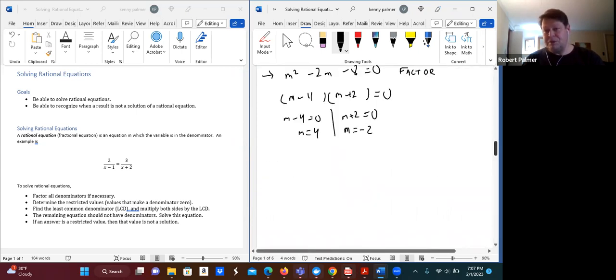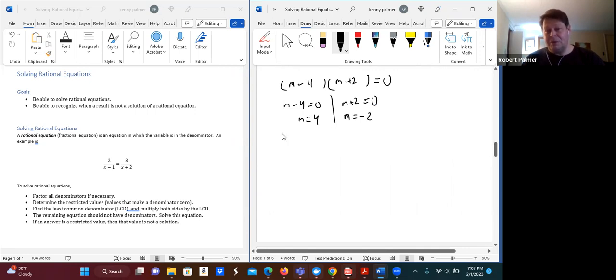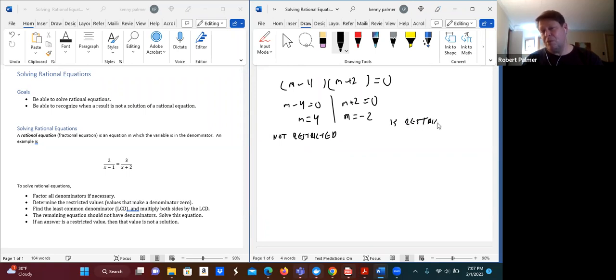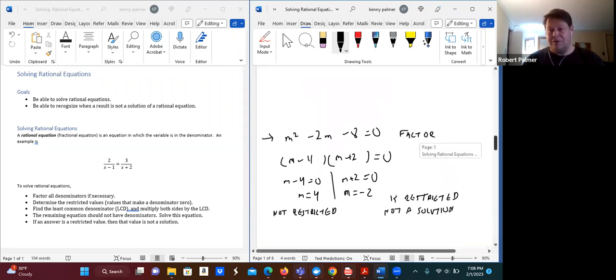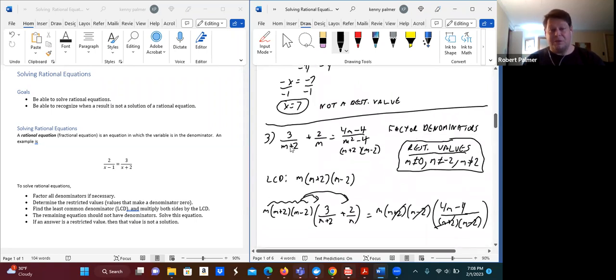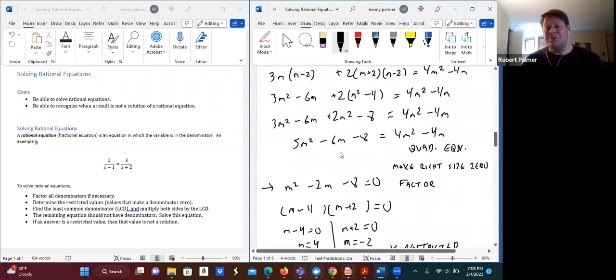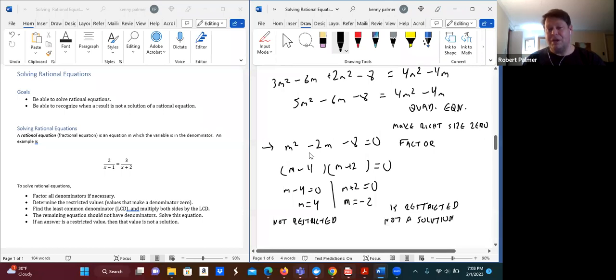So we have 2 possible solutions. You notice this one here is not restricted. Okay, but this one is restricted. So this one is not a solution because in the original equation, if you plug it back in, you make your denominator 0. It's negative 2. Then you'll make this part here, for example, 0, and actually over here, 0. Now, make sure something's clear. m equals negative 2 is definitely a solution to this quadratic equation. It's not a solution to the original one.